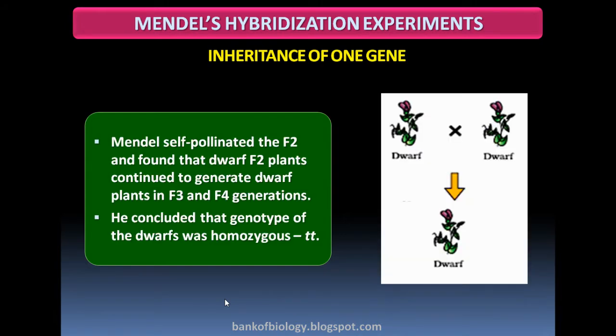When Mendel self-pollinated the F2 plants, he found that it continued to generate dwarf plants in the F3 and F4 generations. So, the genotype of the dwarf was homozygous. That I have told, that dwarf or the recessive character is expressed only in homozygous form.